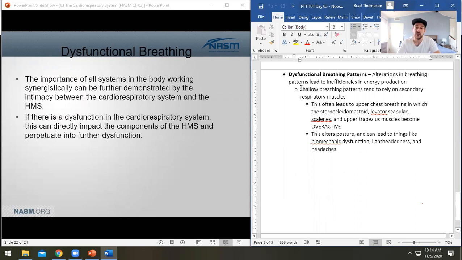So generally what we look for as dysfunctional breathing is a shallow breathing pattern. Shallow breathing patterns are where you see somebody who breathes little tiny ones like that. And you'll notice I'm moving my upper body a lot rather than breathing the way we're supposed to.